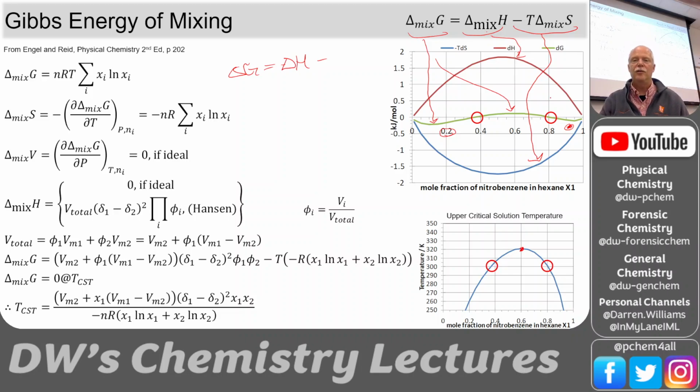It's temperature dependent too, because of this T delta S piece. So the entropy piece is what makes it temperature dependent. And so if I increase the temperature, I'm pushing this blue curve further negative, and it can drag all of that green curve down to where it's all negative all the way across. And so then it's miscible. So there'd be some temperature at which this point right here touches 0 and everything else is negative. So that's this point here. That's the upper critical solution temperature.